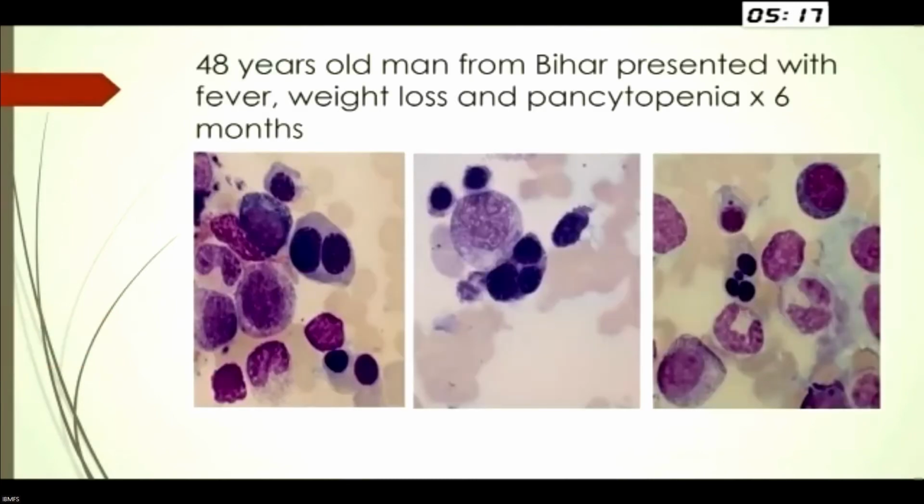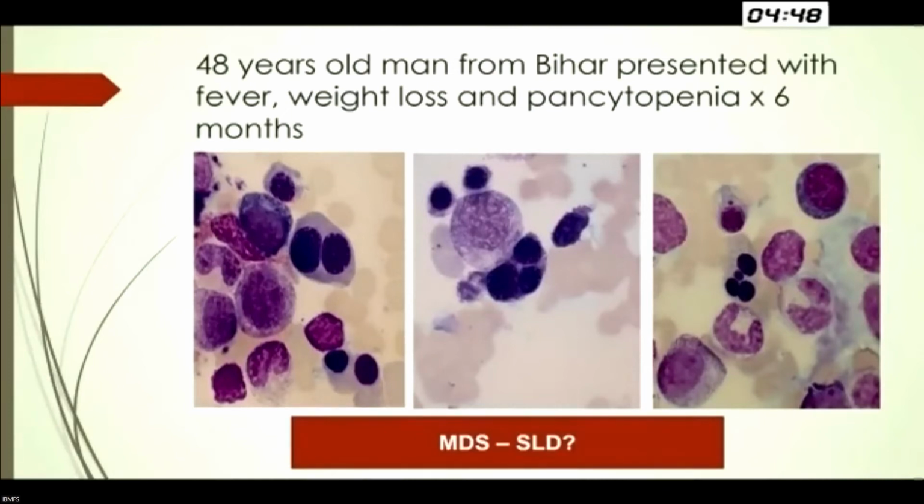So let us look at some interesting cases. So this is a 48-year-old man who came from Bihar and presented with fever, weight loss, pancytopenia for 6 months. Looking at the bone marrow examination, we can see that there was significant dyserythropoiesis with binucleate erythroids. This is trinucleate erythroids. This is an erythroid with 4 nuclei and basophilic stippling. So the dysplasia was there in more than 10% of the erythroids. So this possibly brings us to the diagnosis of MDS with single lineage dysplasia, right?